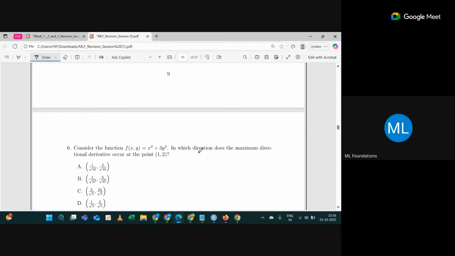No. What you have to see is, you have to find the direction of the maximum directional derivative, right? First you have to calculate the gradient vector, computing the partial derivatives, and find the gradient vector at the point (1, 2). Let me write this down, maybe it will be clear. The maximum directional derivative occurs in the direction of the gradient vector, which is normalized. Now is it clear?